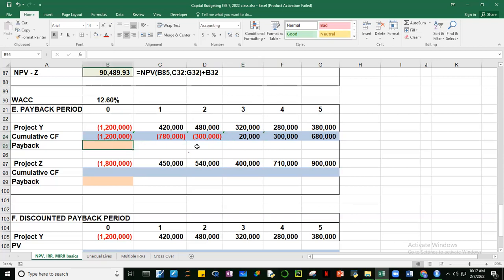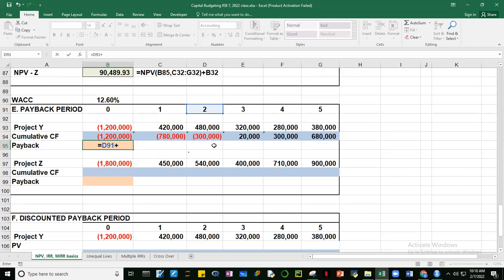So how do we compute for the payback period? We will assume that the cash flows are generated uniformly throughout the year. Ibig sabihin yan, nasa nexus ng naging from negative to positive na yung cumulative cash flow natin. So it's equal to 2 years plus, at the end of year 2, ilan ba yung kailangan pa natin i-recover? 300 pa yung kailangan natin i-recover at the end of year 2.